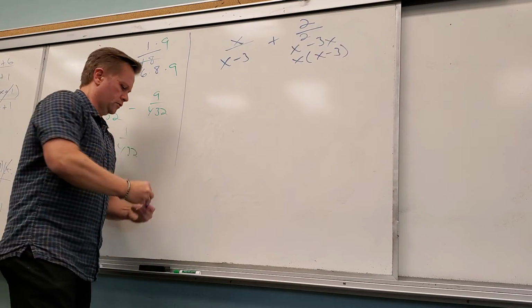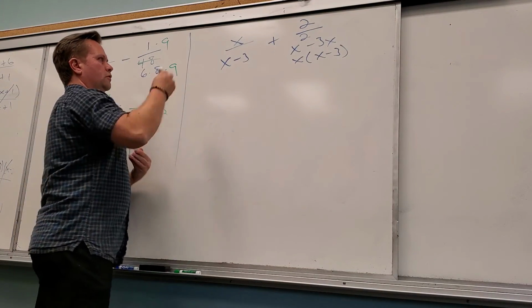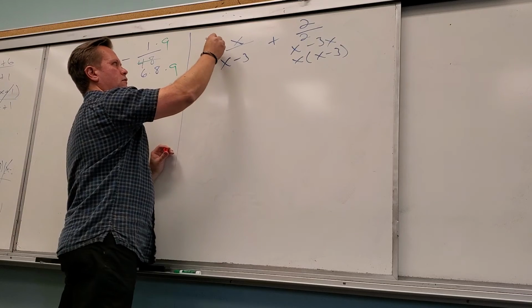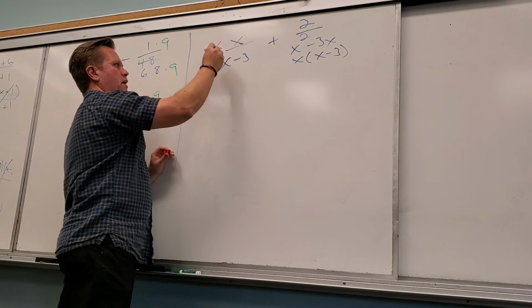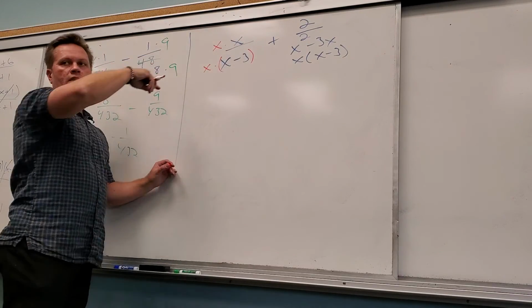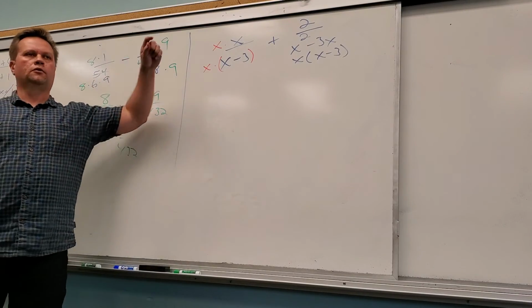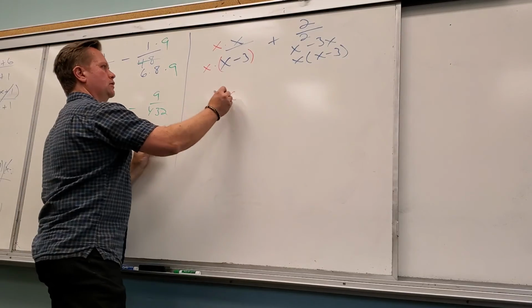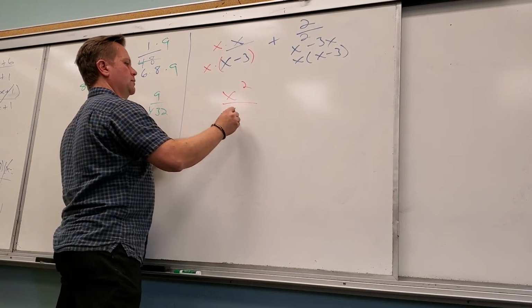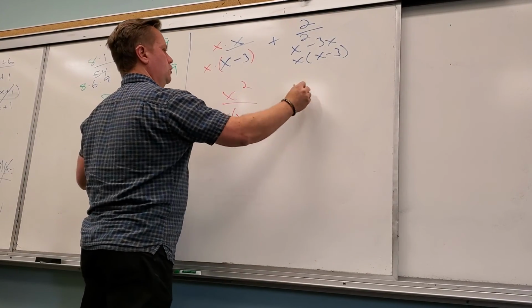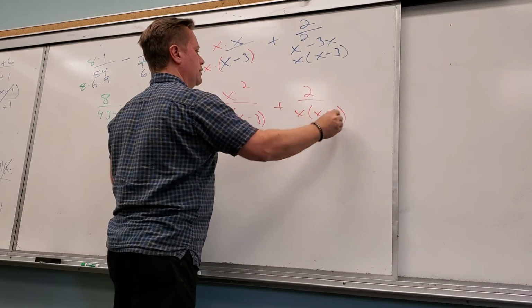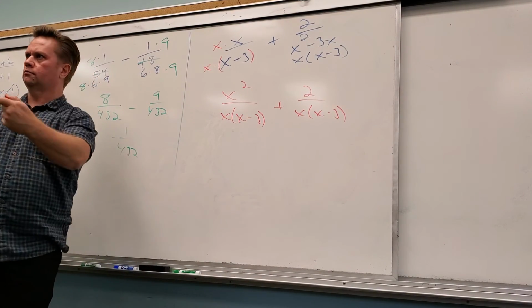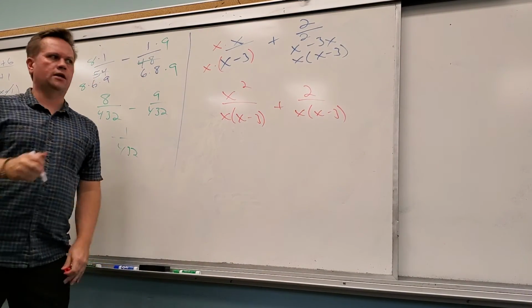Who's missing something? The left is missing another x. Yeah, he's missing an x. So to make it legal, you have to give it to the top and the bottom. So I actually just did nothing. Way to go, Jeff. Right? I multiply by 1. But now it's x squared over x times x minus 3, plus 2 over x times x minus 3. Now I've got the same denominator, so now I can just throw them together.